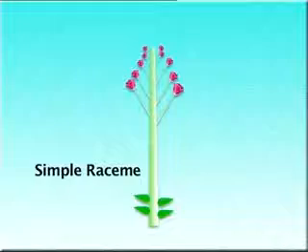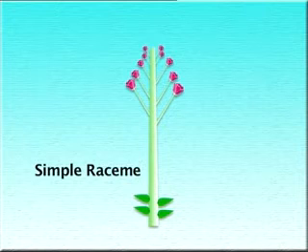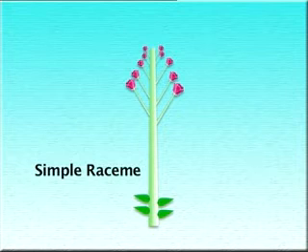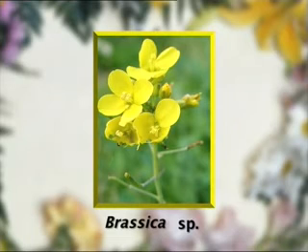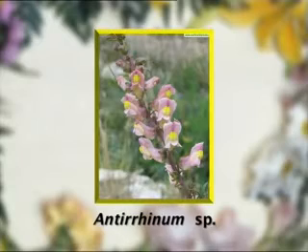In this, the main axis is elongated and unbranched. It bears pedicellate flowers in an acropetal succession. The examples of simple raceme are brassica or mustard, delphinium or larkspur, and antirrhinum or snapdragon.